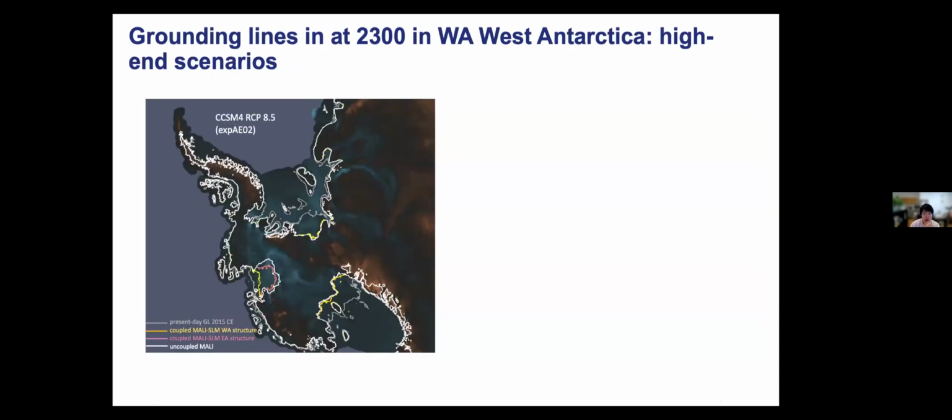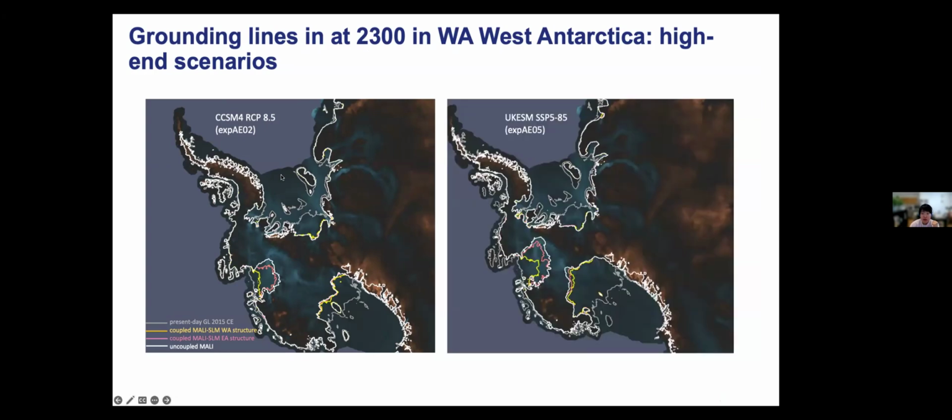And zooming into the West Antarctic region only, keeping the same color scheme and just focusing on experiment 2, CCSM4, RCP 8.5, you can really see this stabilization due to GRD effects in both regions shown in yellow, for example, the coupled results relative to the uncoupled results, the grounding line is way up front.